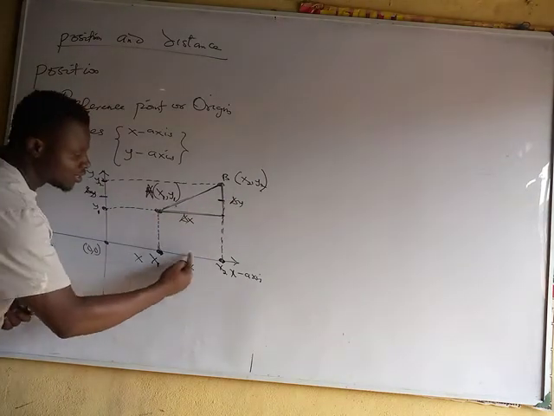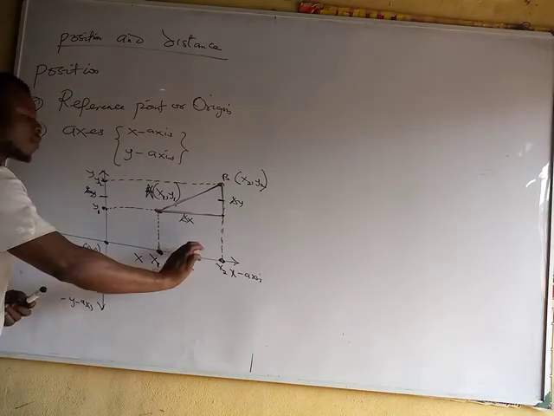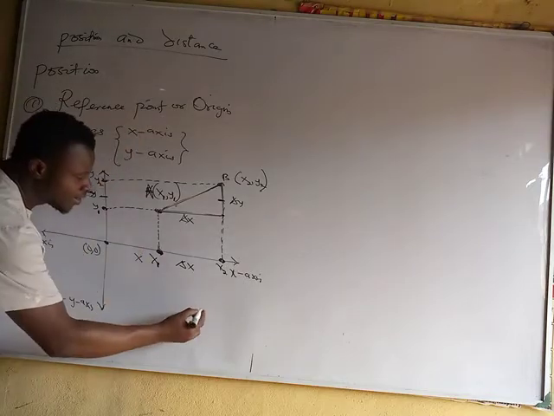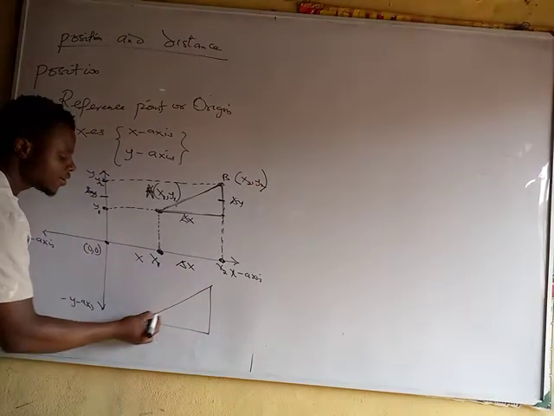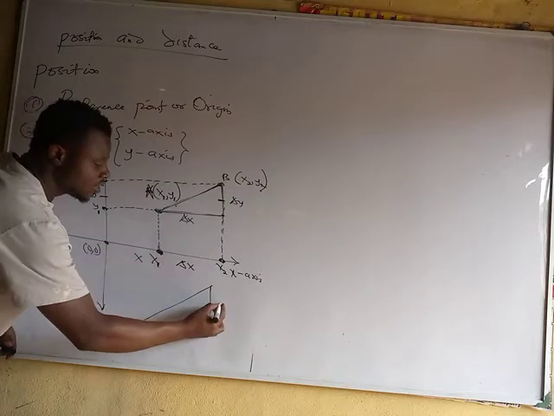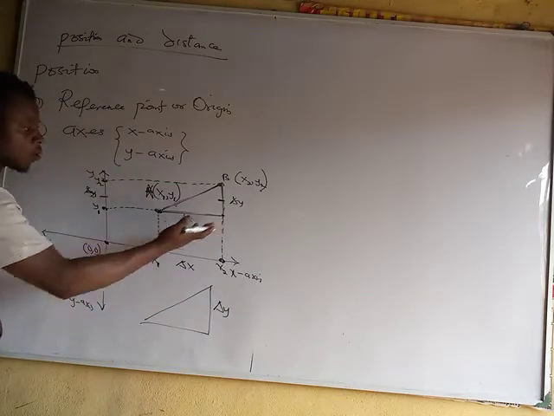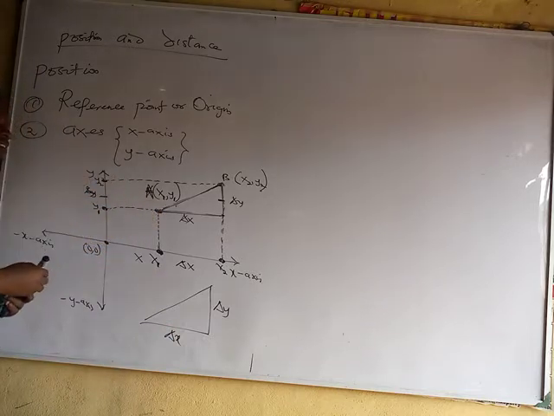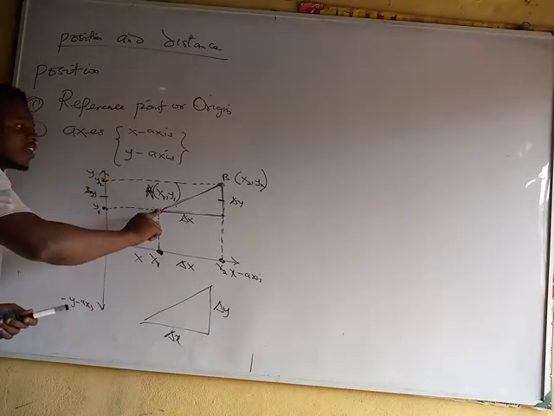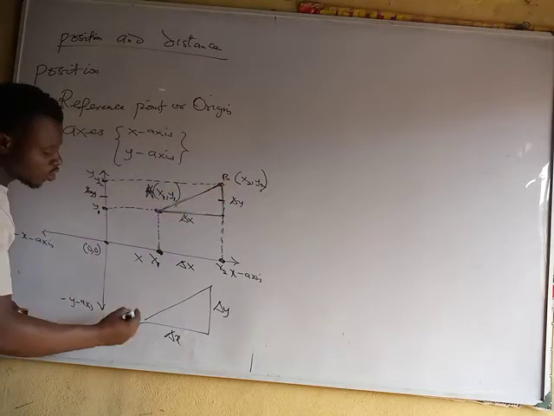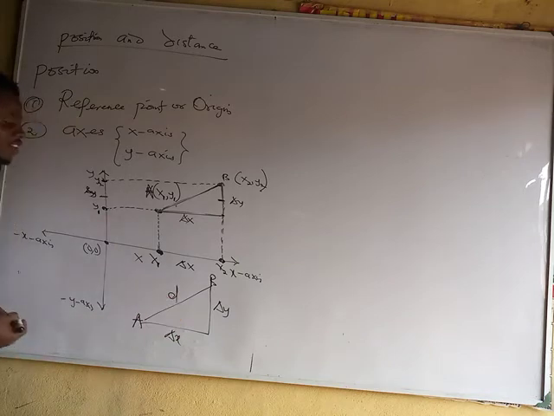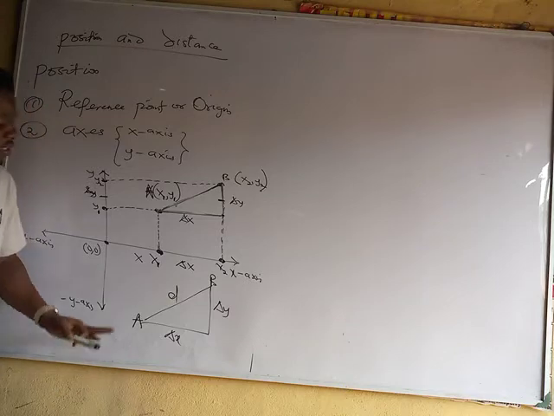Then look at this. There is a shape we are seeing there. Whatever we have on this side is equal to this side. So in that case, I can bring out the triangle. When you bring out the triangle, what we have here is change in Y. And what we have here is change in X. The object moving from point A to point B has occupied a distance.